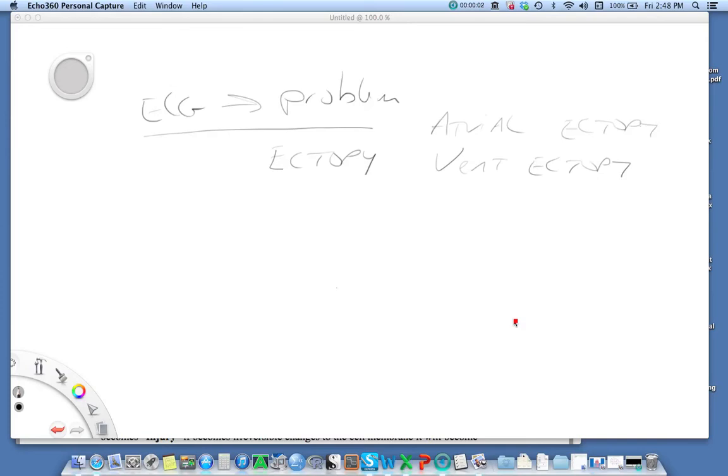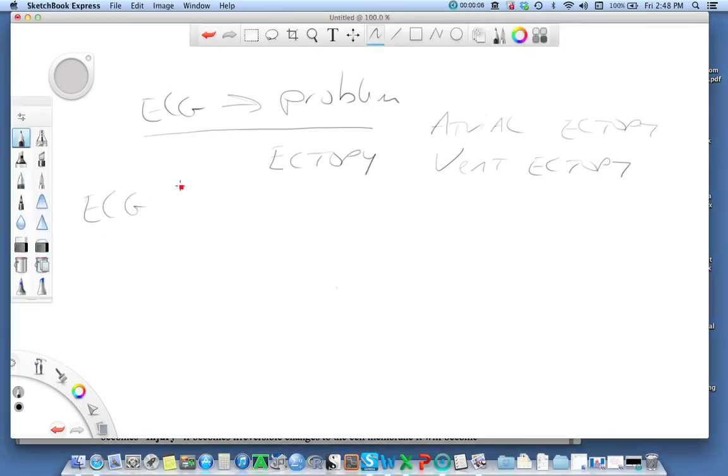Okay, so here we are for ECG 2. I want to tell you just a little bit about these ectopic foci. So the first thing I want to say about the ectopic focus is that all cardiac muscle cells can become an ectopic focus.